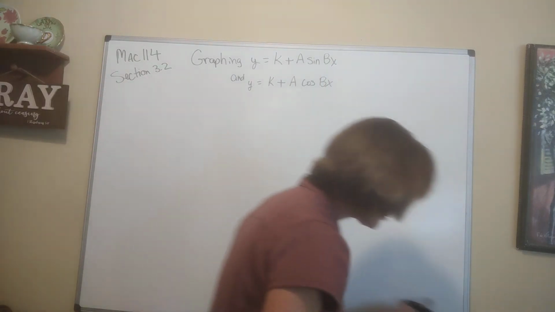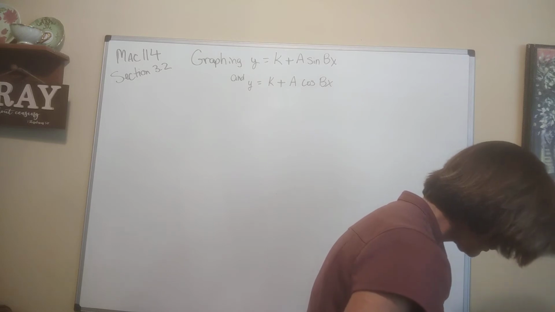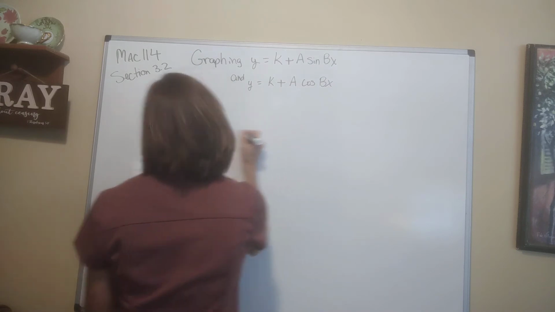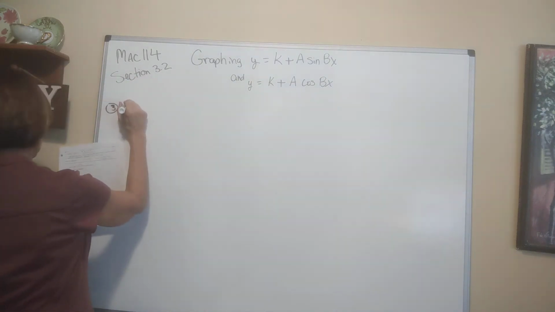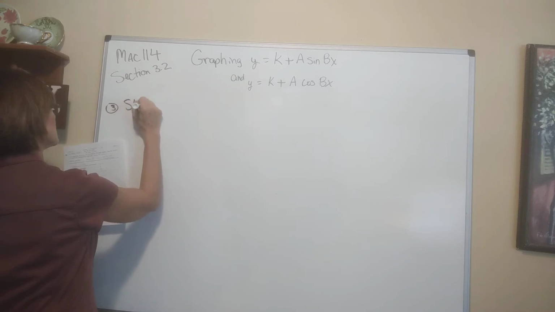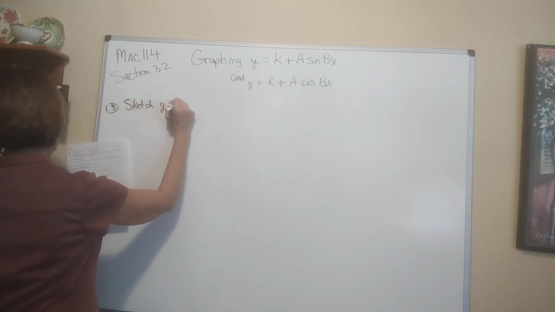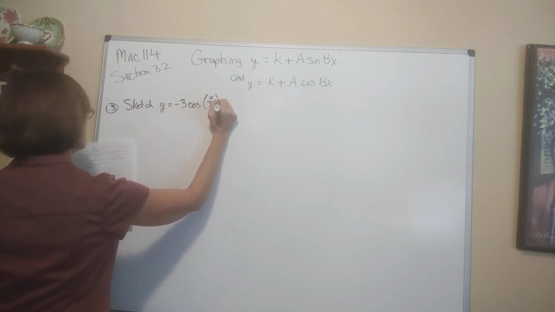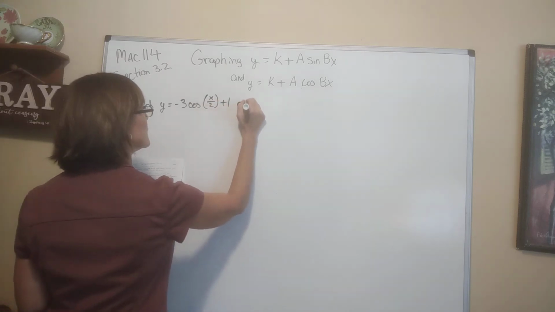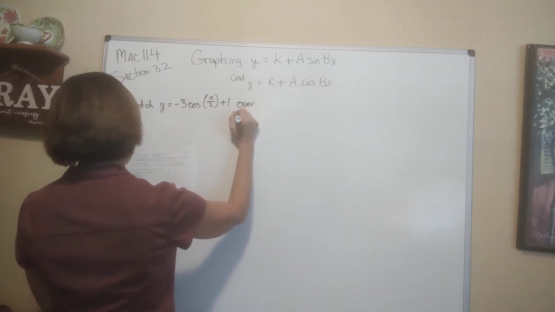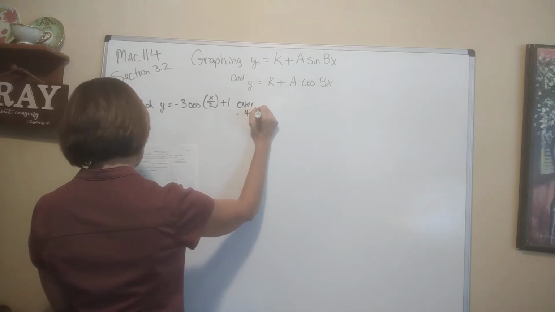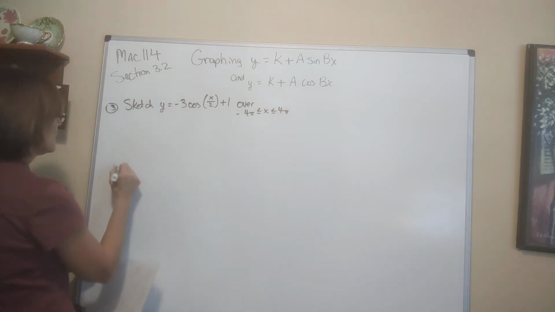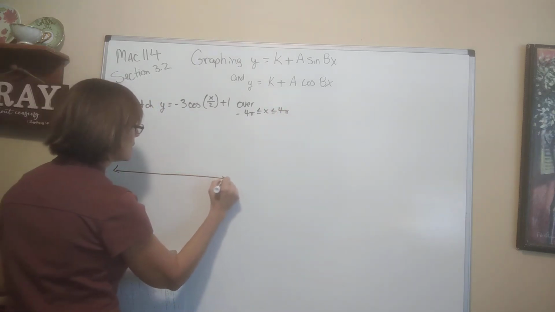Okay. So number 3 says to sketch y is equal to negative 3 times the cosine of x over 2 plus 1 over the interval negative 4 pi is less than or equal to x is less than or equal to 4 pi. Okay, here is my axis.